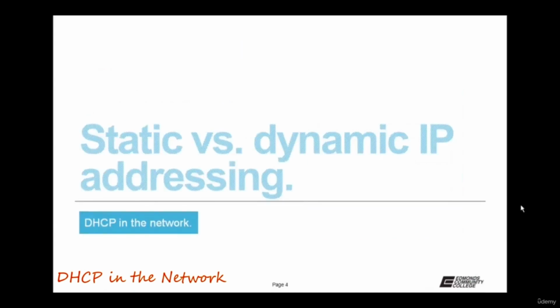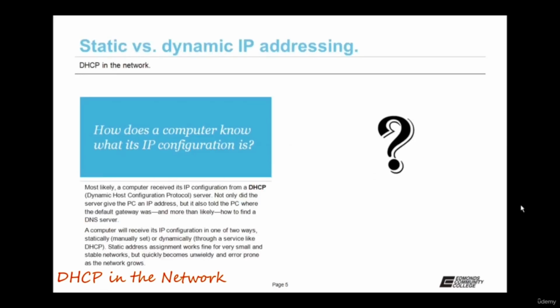And of course, we begin by talking about static versus dynamic IP addressing. So how does a computer know what its IP configuration is? Well, more than likely, a computer received its IP configuration from a Dynamic Host Configuration Protocol server. Not only did the server give the PC an IP address, but it also told the PC where the default gateway was, and more than likely, how to find a DNS server.